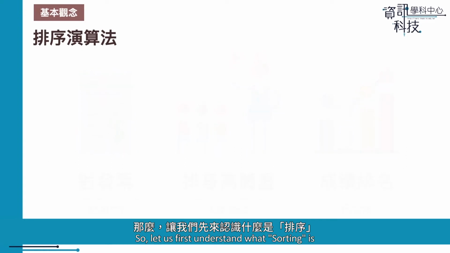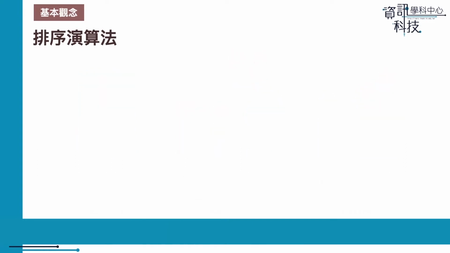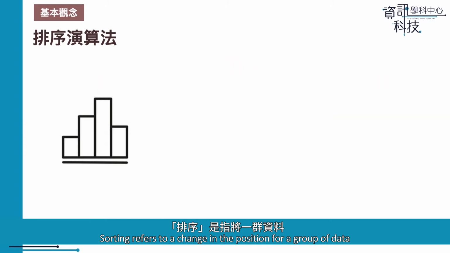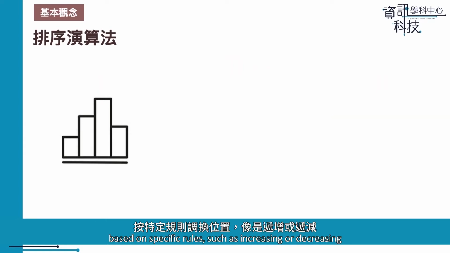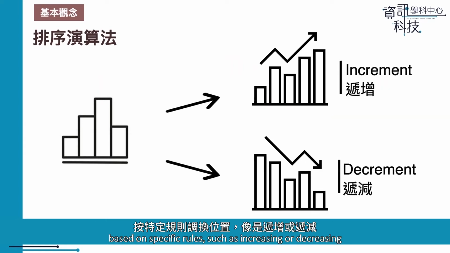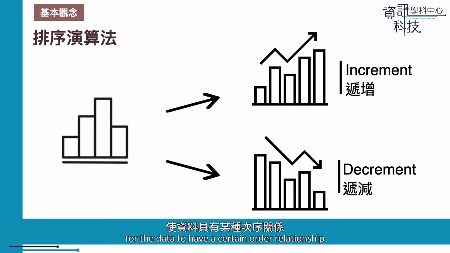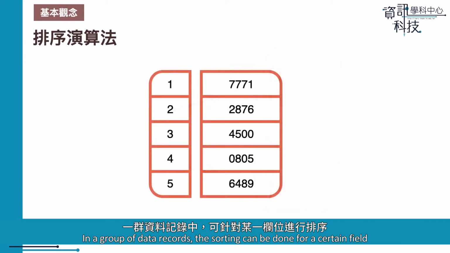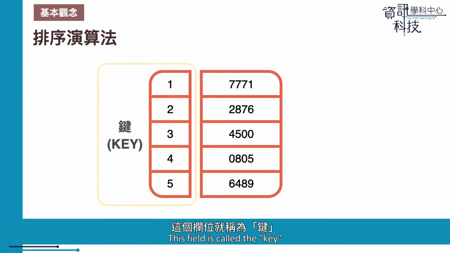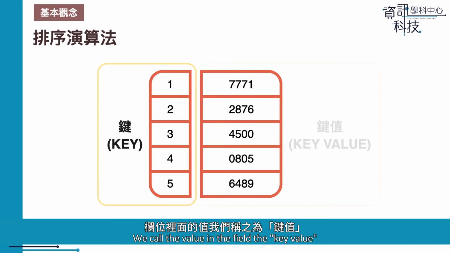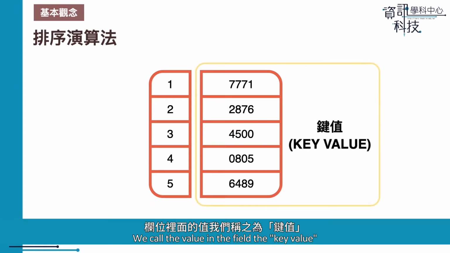So, let us first understand what sorting is. Sorting refers to a change in the position for a group of data based on specific rules, such as increasing or decreasing, for the data to have a certain order relationship. In a group of data records, the sorting can be done for a certain field. This field is called the key. We call the value in the field the key value.